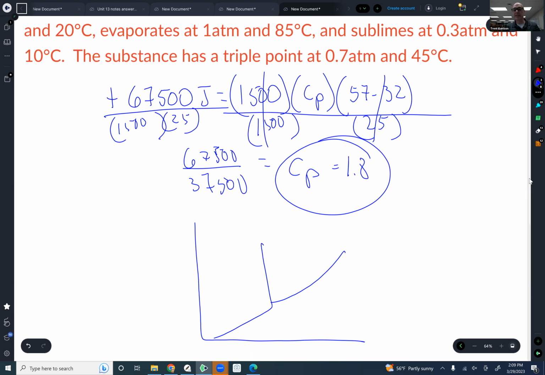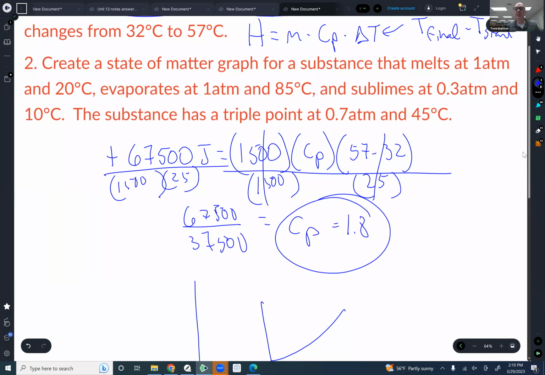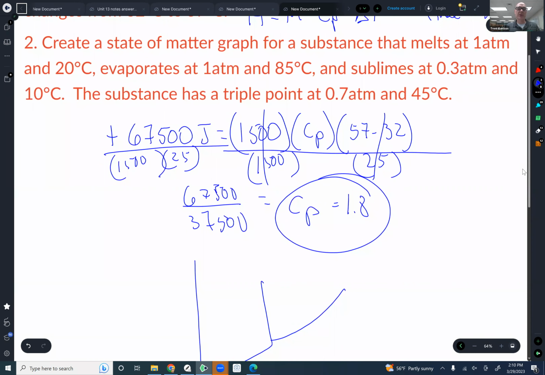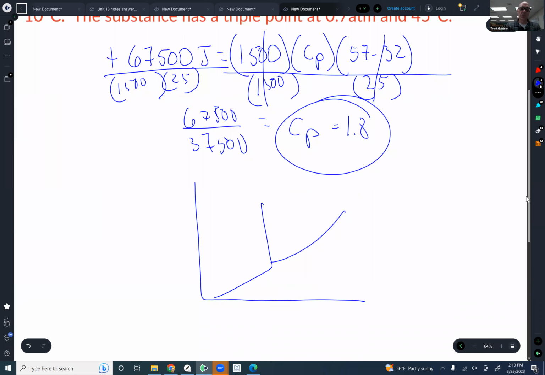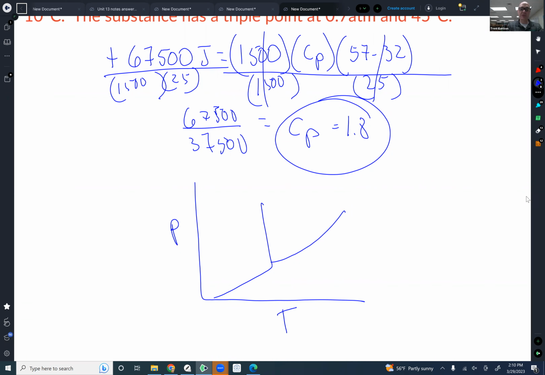And it says then on this graph that it melts at 1 atmosphere and 20 degrees. So my pressure's over here, my temperature's down here. So 1 atmosphere, let's just put it right in here, and 25 degrees. There's 25 degrees Celsius. So we're on this line somewhere here. Okay, so everything looks good there.